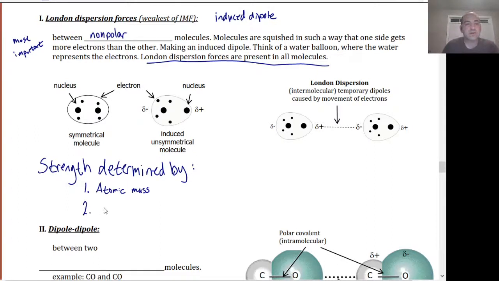And then secondly, by shape. So if you have long linear molecules like this, they can line up very, very well with each other and kind of pack nice and tightly. Those are going to have nice and strong forces, versus ones that are maybe shaped like this that can't quite get in at each other quite as well. And so they're not going to pack quite as tightly, and those forces won't be quite as strong. But the most important is generally the atomic mass.